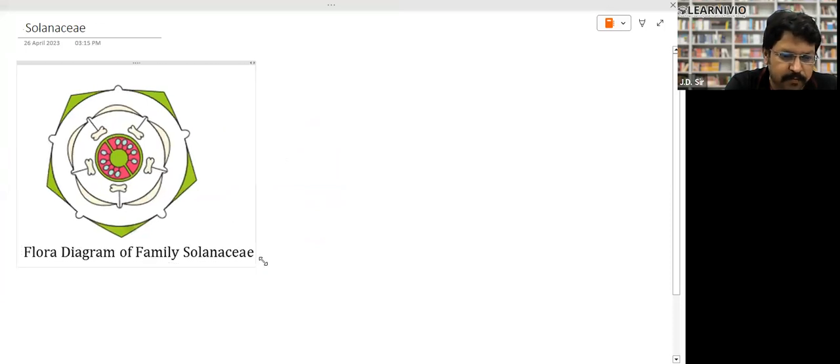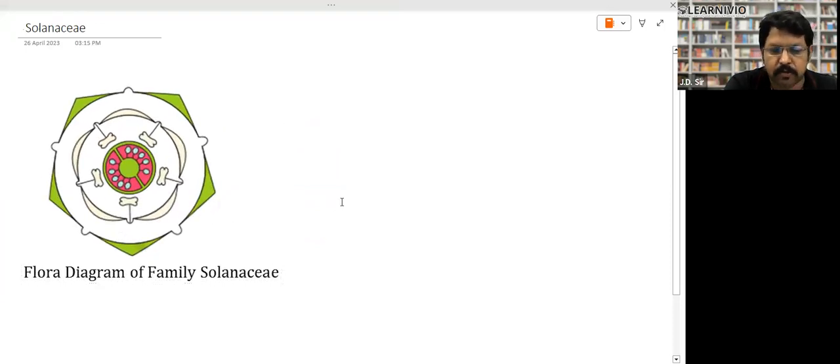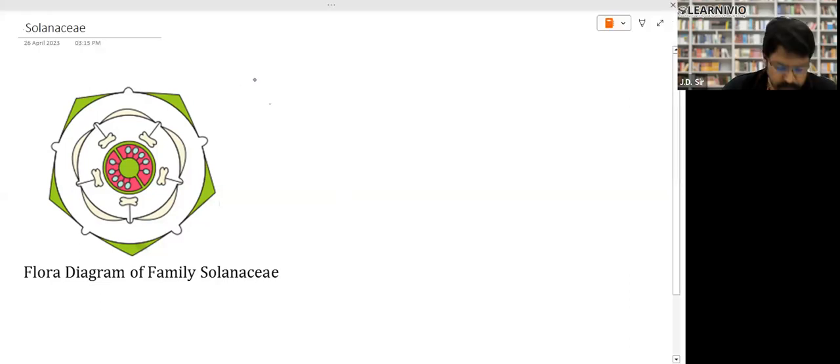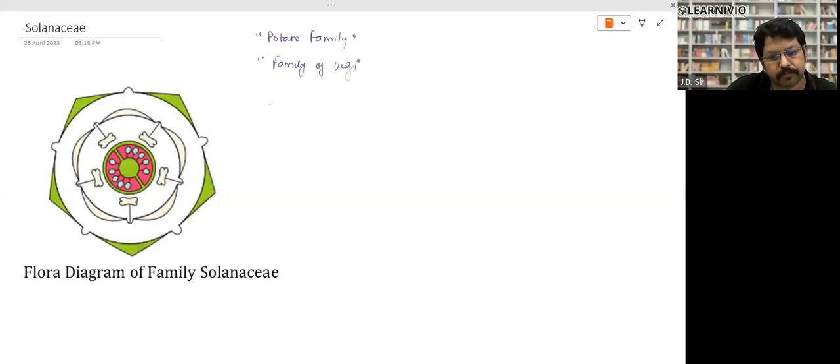Yes, this is the floral diagram of Solanaceae, right? Now the floral formula of Solanaceae. Let me write it. Now it will be easy for you to understand. This is called the family of potato, or potato family, or sometimes you will come to know that this is also known as the family of vegetables.